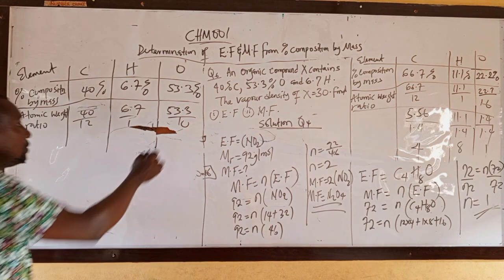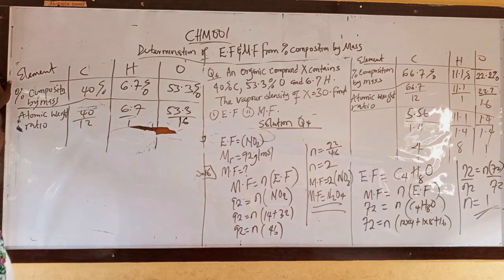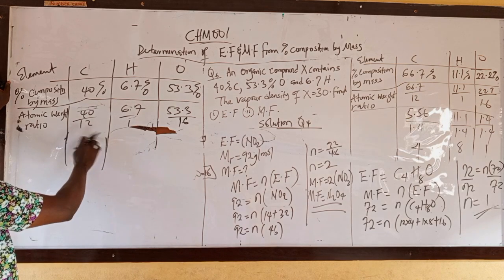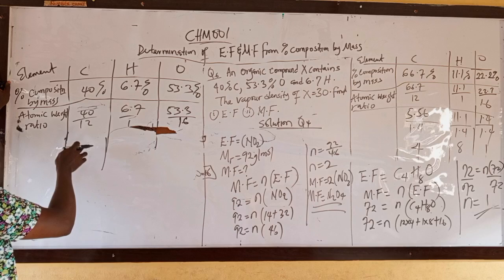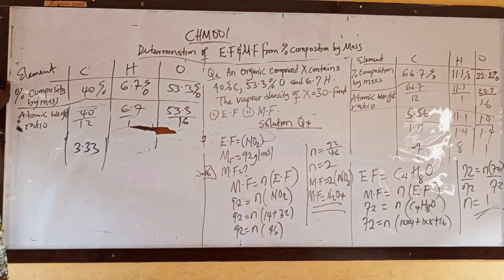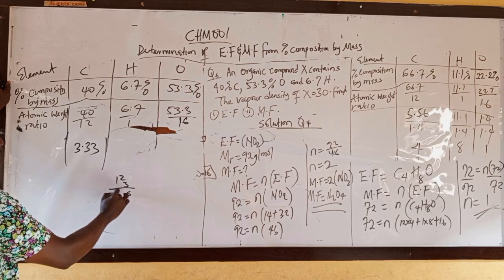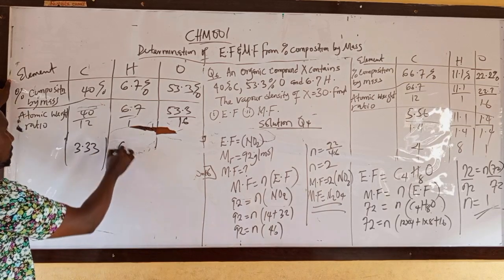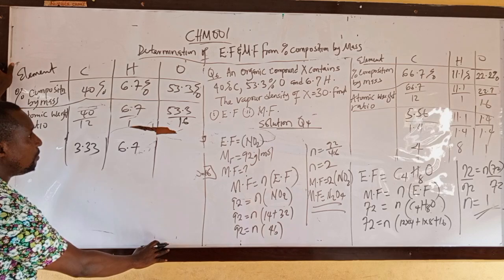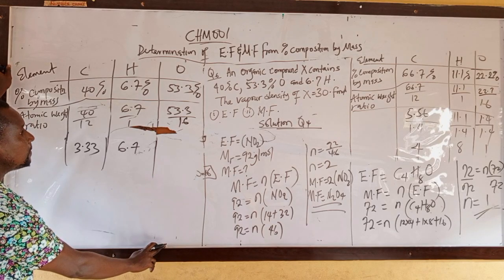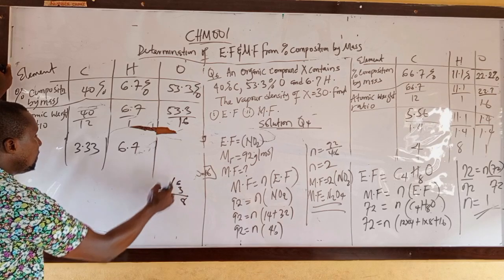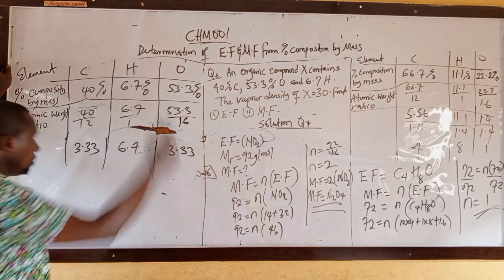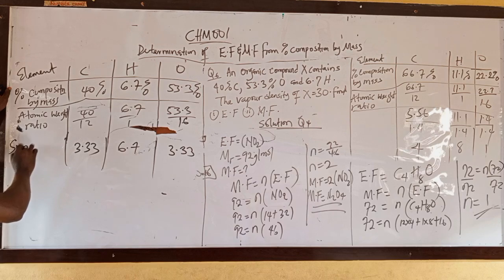From here, we have 40 divided by 12. 12 times 3 is 36, remainder 4, so we get 3.33. Hydrogen 6.7 divided by 1 gives 6.7. Then 53.3 divided by 16 gives 3.33.